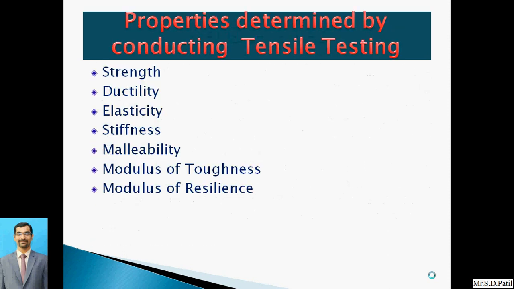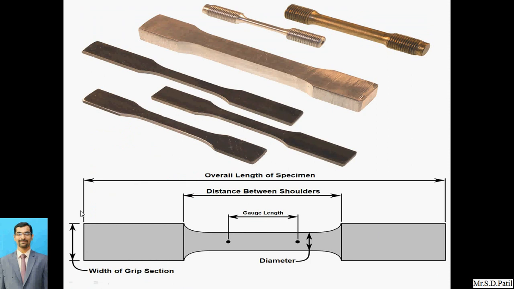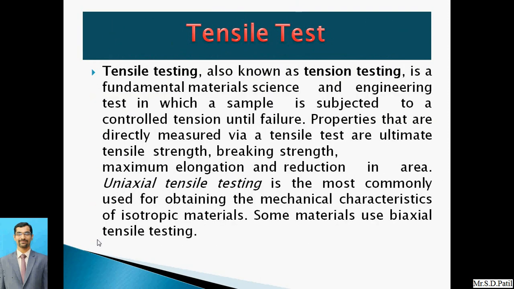Just to understand this, I will show you the component. Suppose this is the component or specimen. If we apply forces on those particular edges along the axis, it is very important, along the axis, when we apply equal and opposite forces, that force is called a tensile force. The properties directly measured via a tensile test are the ultimate tensile strength and breaking strength. These are the properties we need to determine through the tensile test. The uniaxial tensile test is most commonly used for obtaining the mechanical characteristics of isotropic material.